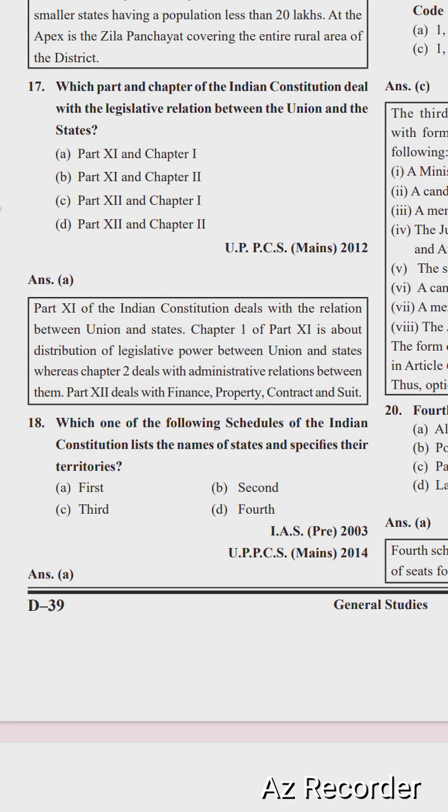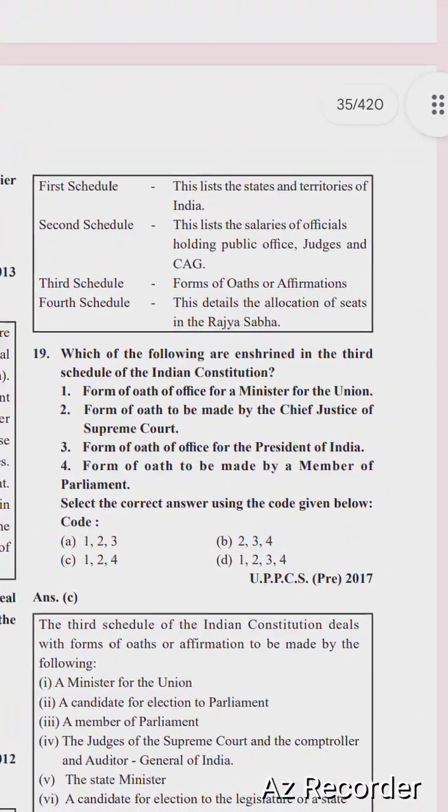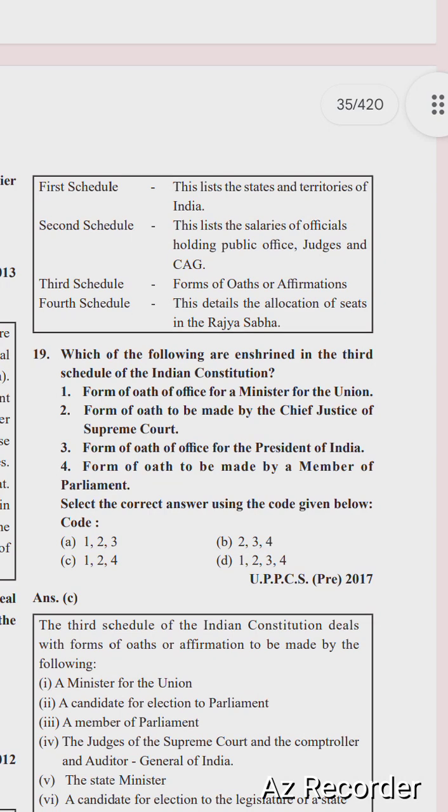Next question is, which one of the following schedules of the Indian Constitution lists the names of the states and specifies their territories? Options are first, second, third and fourth. Right option is option number A, first.